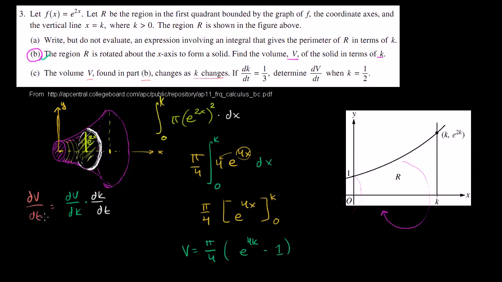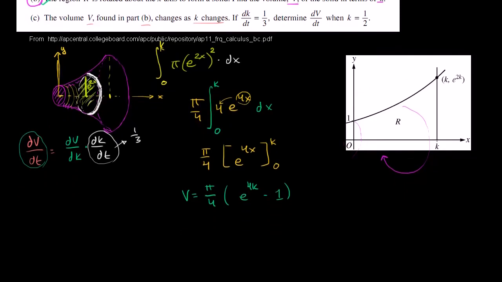We need to solve for dV/dt. They already gave us dk/dt at 1/3 when k is equal to 1/2. So they're already telling us the rate of change of k with respect to t. We already know that this thing right over here is going to be 1/3. And we can figure out the derivative of V with respect to k very easily because we have V as a function of k right over here. So let's figure that out.